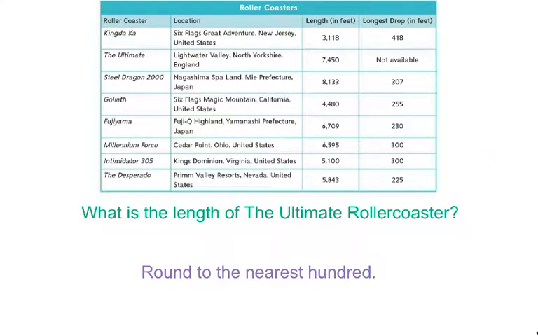Let's try another one. This time we're looking at the length of the ultimate roller coaster. Its length is 7,450 feet. Would you please write down 7,450 on your whiteboard? We're going to look at the place where we're rounding to 100. We're going to circle the number in the hundreds place.